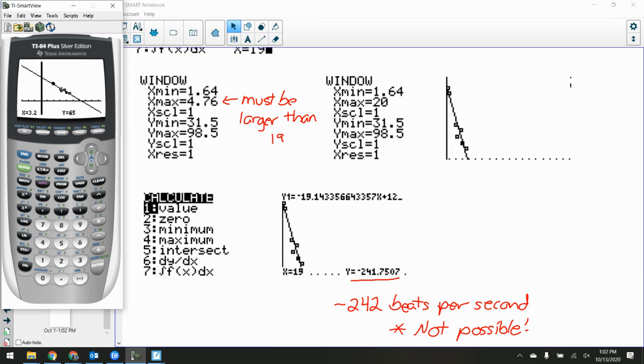The calculator is asking for a starting point. Now, here's the deal. Watch out again. So, not second table. Whoops. Second, calculate, value of 19. It's still not on my screen, so let's zoom out again. Zoom 3, enter. Still waiting for those touch screen pinch to zoom calculators. It doesn't work yet. And now we have it. Negative 241 beats per second.